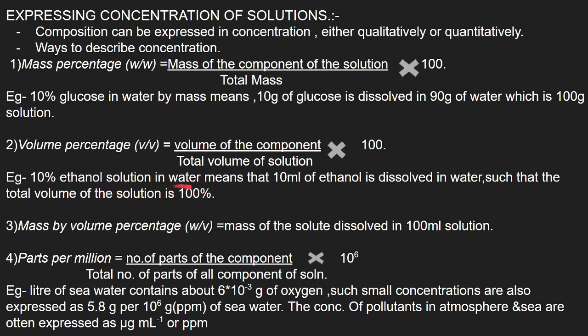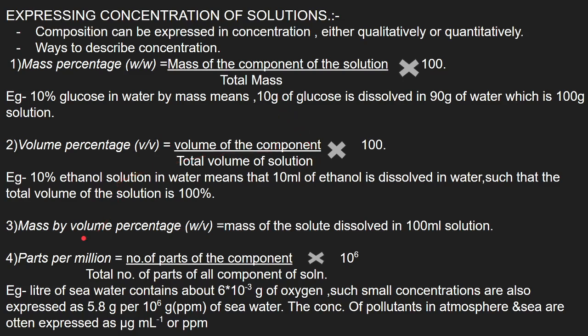So what if I say that 10% ethanol solution is in water in terms of volume? Here I was talking in terms of mass. We always talk about mass in grams, but this is about the solution, about the water. So we are talking in terms of liters, so this is milliliter. It means that 10 ml of ethanol is dissolved in water such that the total volume is 100%. So here 10% is 10 ml, whereas there 10% of glucose was 10 gram.